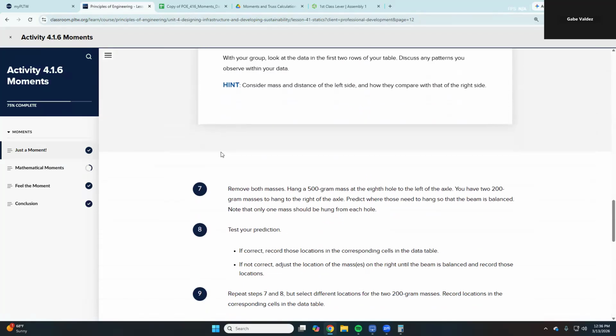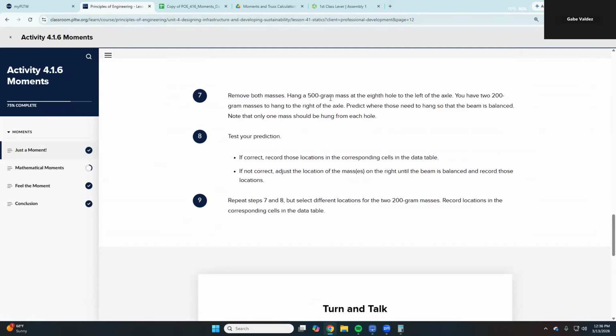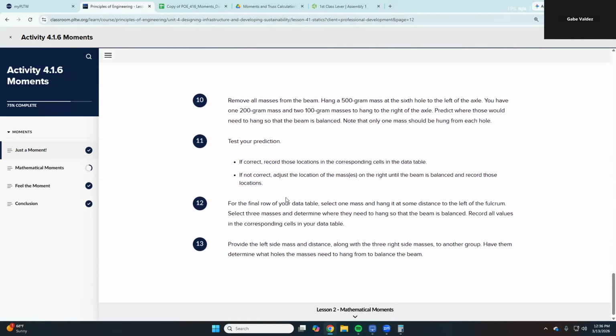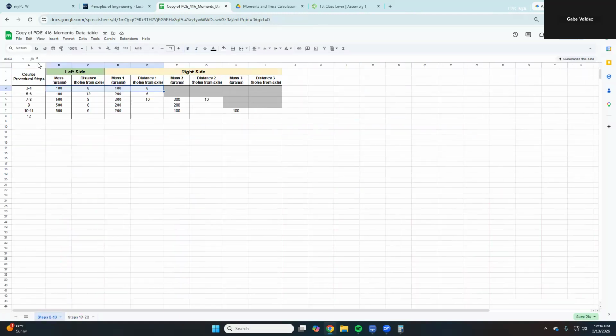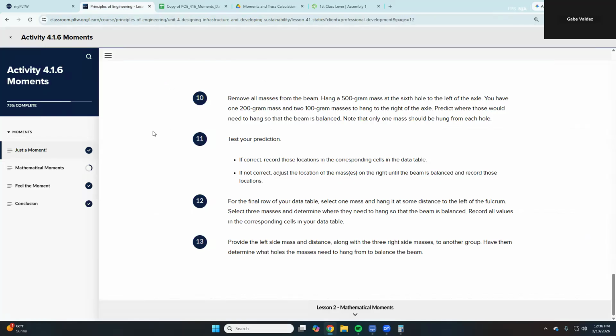So then we go to 500 grams. All right. And then you have 200 grams. We just looked at that. And then we continue on. Okay. So you're pretty much just filling in this first part of the table. Okay. Or this first tab, this table here. Okay. So that's the first part.